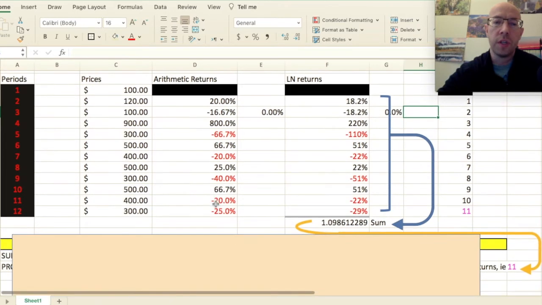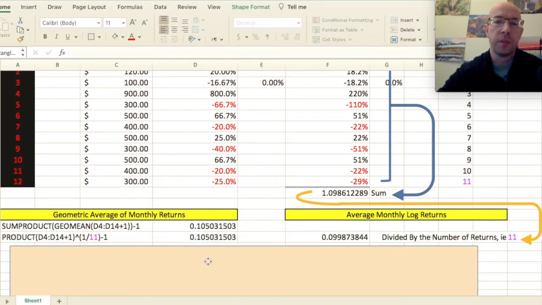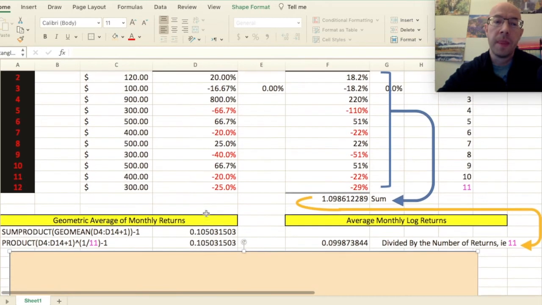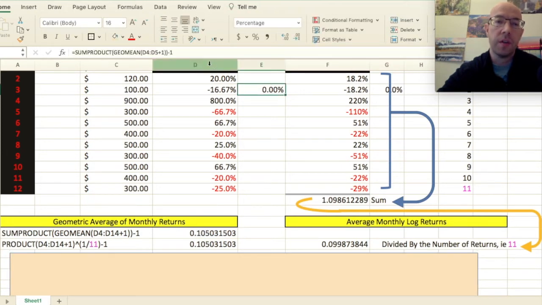So what is really interesting is if we go down here, we can come up with 2 different types of averages. Now, what I told you guys to do in that video on building an optimized stock portfolio is to first find your arithmetic returns and take the geometric average of your monthly returns, which is exactly the same thing that I did right here. You can see that this formula in the formula bar is exactly what I posted right here: equal sign, sum product, open geomean, open the range, plus 1, close, minus 1.